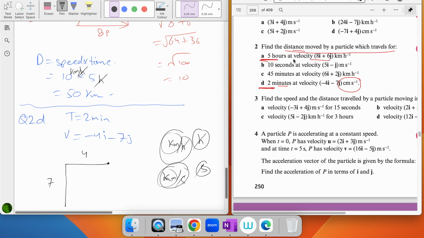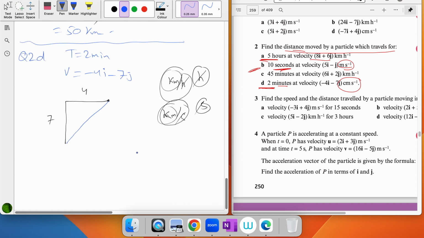In A part, all the units were compatible. Look at B part. This again is in seconds. The speed is also in seconds, so no issue. Let me complete, you will be comfortable. This is 4, 7. That's good. So 7 square plus 4 square whole square root. 7 squared plus 4 squared is 65. So that is square root 65.